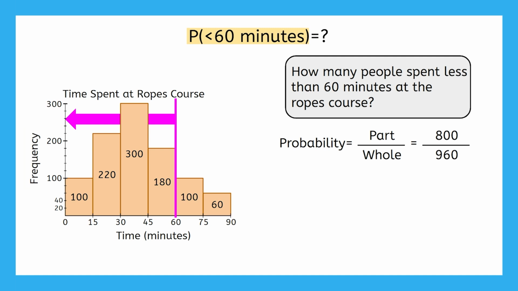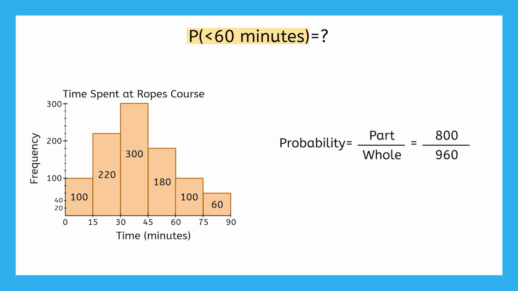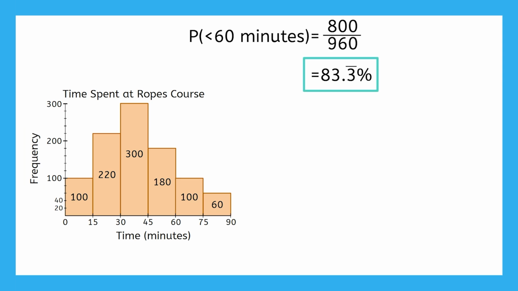Now, with all of this information, we can answer our original question. The probability of spending less than 60 minutes at the ropes course is 800 over 960, or 83.3 repeating percent. That's a pretty high probability that I'd finish in time for the talent show. But let's look at the VR ride data too before I try to make any decision.